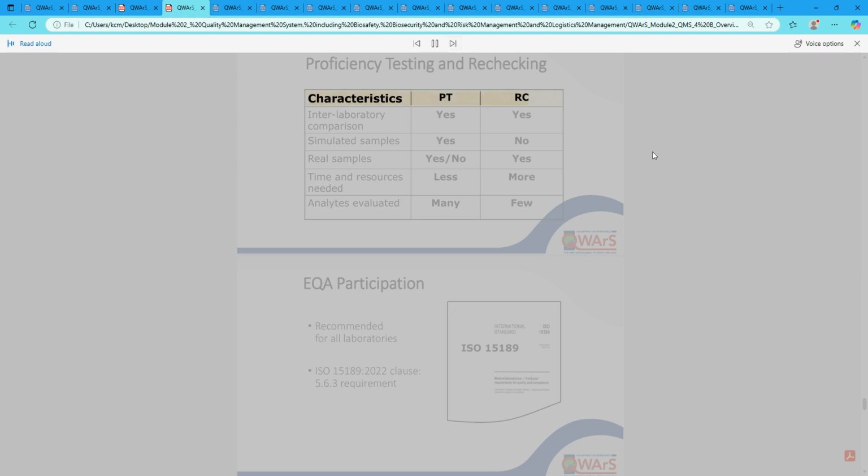Proficiency testing and rechecking. Characteristics, PT and rechecking: interlaboratory comparison, yes; simulated samples, yes; real samples, no; time and resources needed, less or more; analytes evaluated, many or few. EQA participation is recommended for all laboratories.